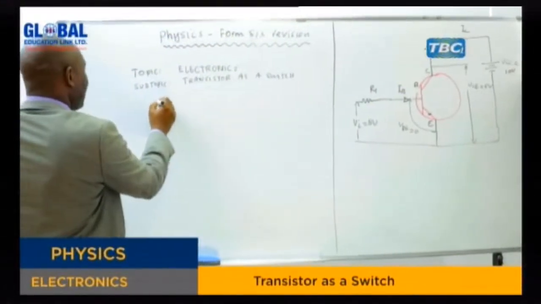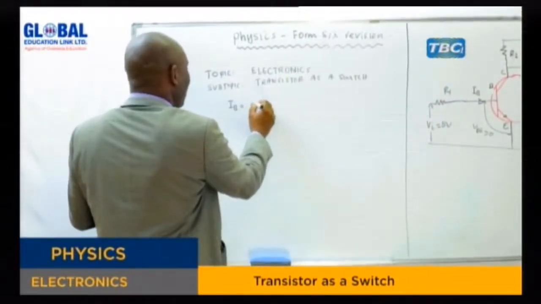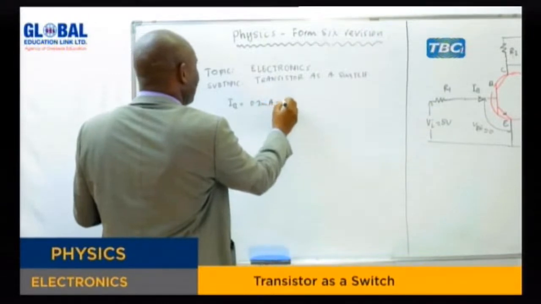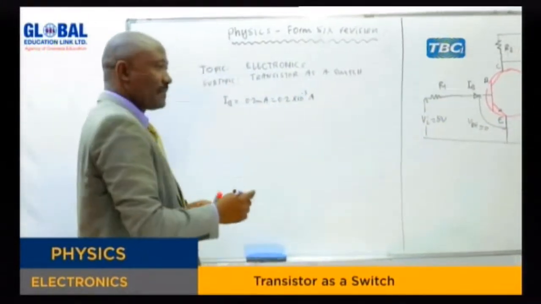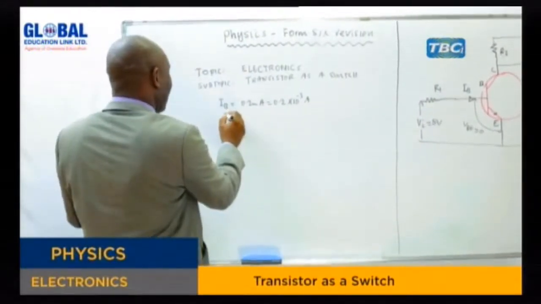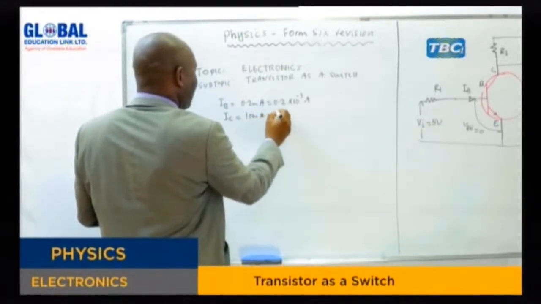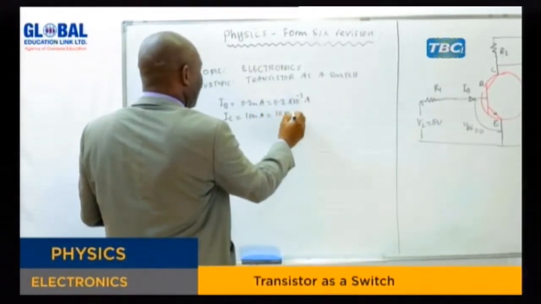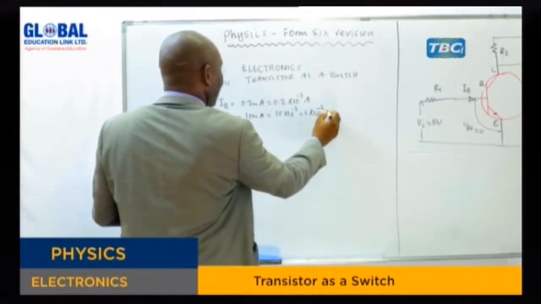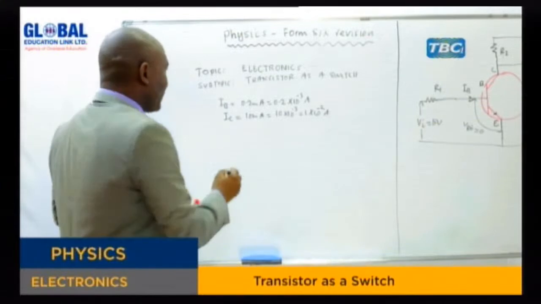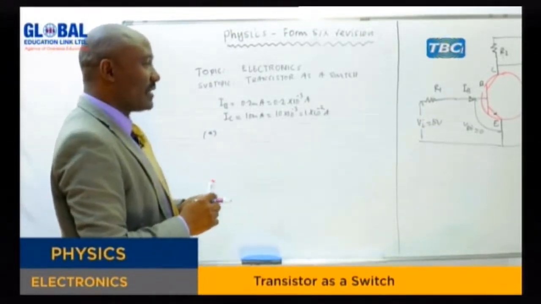So base current IB is given as 0.2 milliampere, which is 0.2 times 10 to the negative 3 ampere. And we have the collector current equal to 10 milliampere, which is equal to 10 times 10 to the negative 3. This gives us 1 times 10 to the negative 2 ampere. So part A of this question, we're looking for the values of R1 and R2.